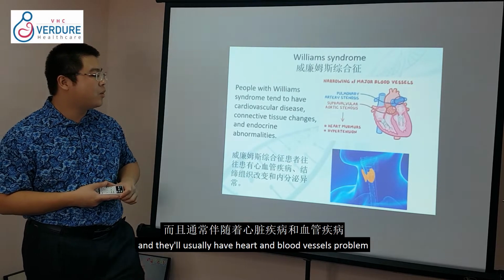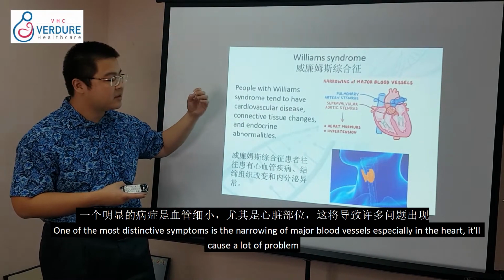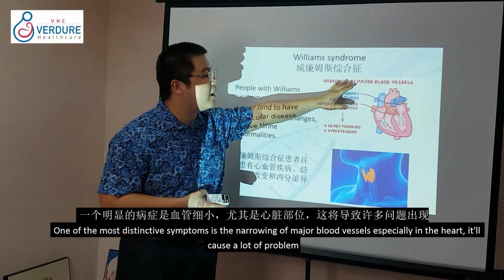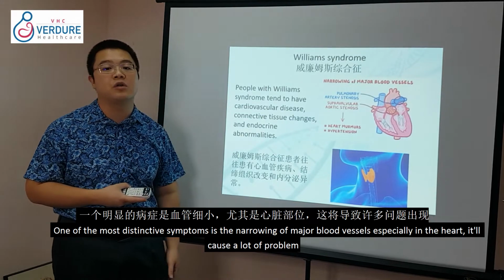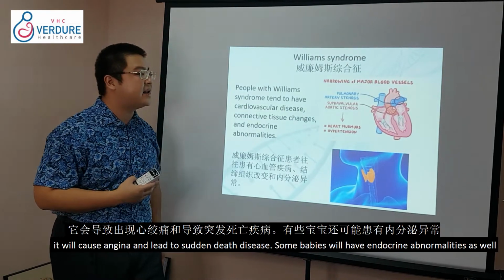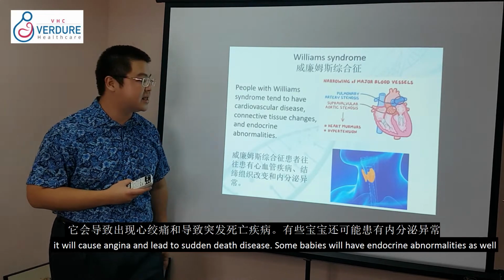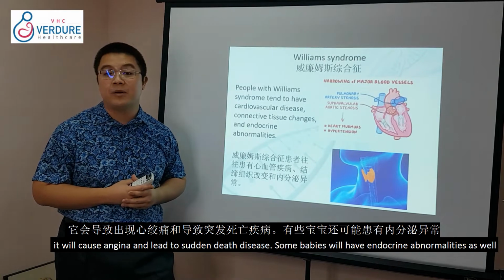One of the most distinctive symptoms would be the narrowing of major blood vessels, especially in the heart, and that is going to cause quite a lot of problems. It can cause angina, and it can also lead to sudden death, right? And some of the babies will have endocrine abnormalities as well.